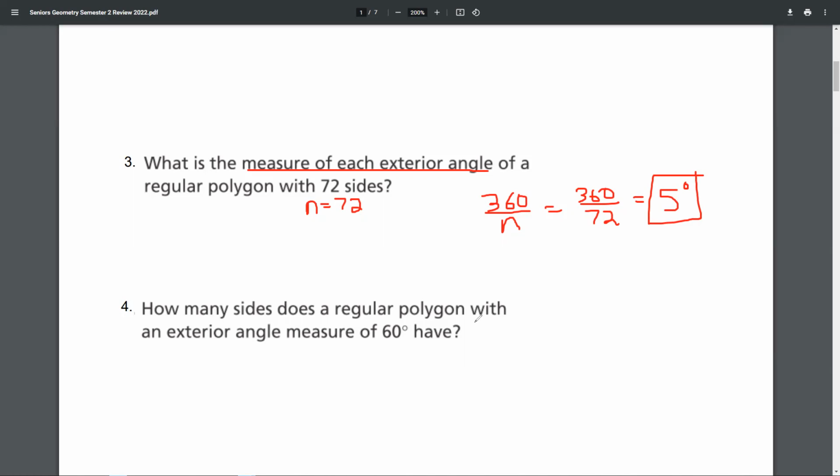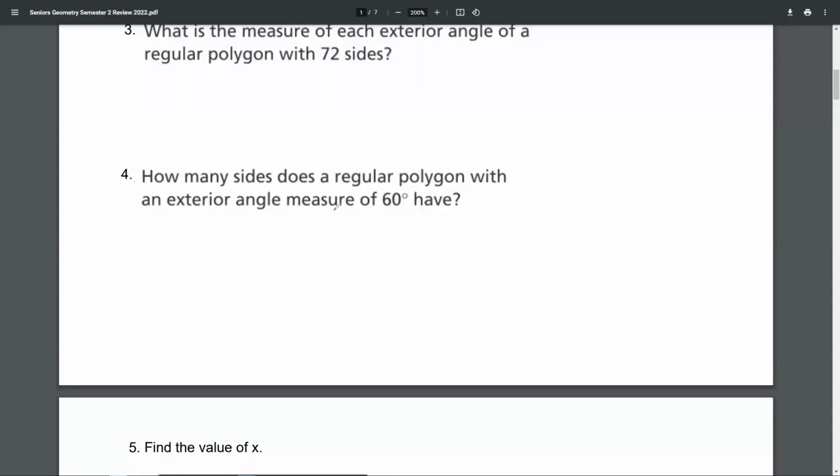How many sides does a regular polygon have with an exterior angle measure of 60 degrees? So each exterior angle, again, the expression is 360 over n. In this case, 360 over n is going to be equal to 60 degrees, and we're going to solve for n. We have to get n out of the denominator by multiplying n on both sides of the equation. So we get 360 equals 60n. Then we're going to divide both sides by 60, and we get n equals 6.